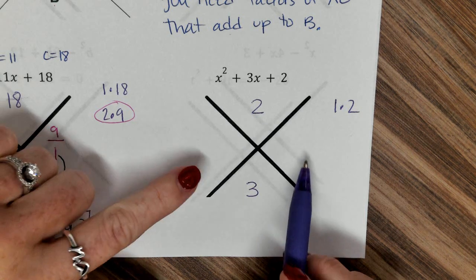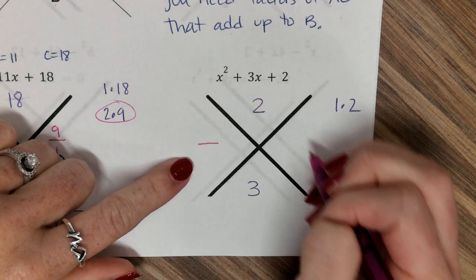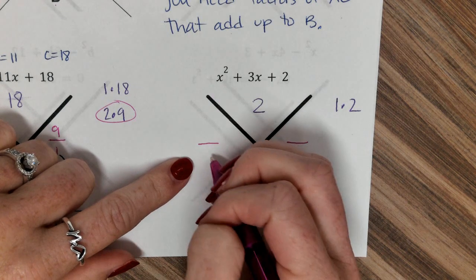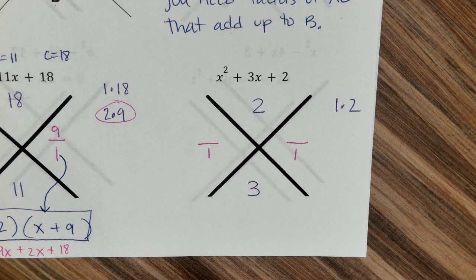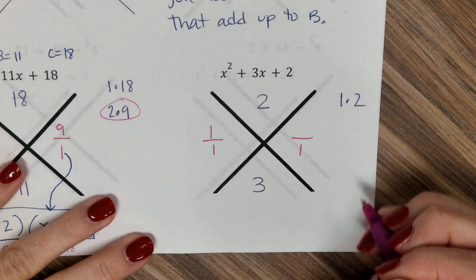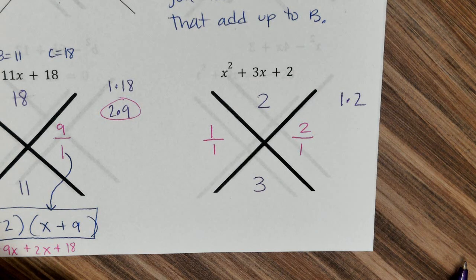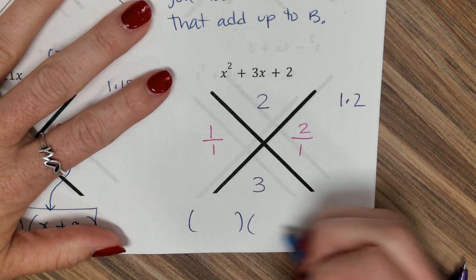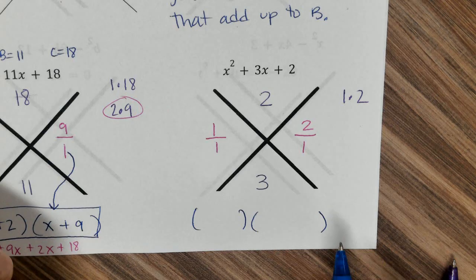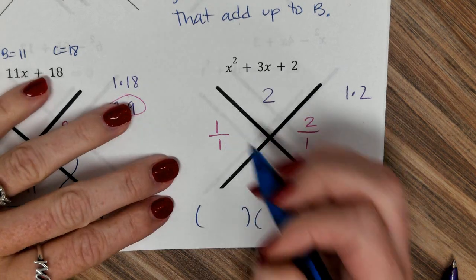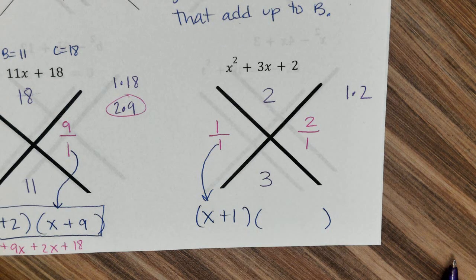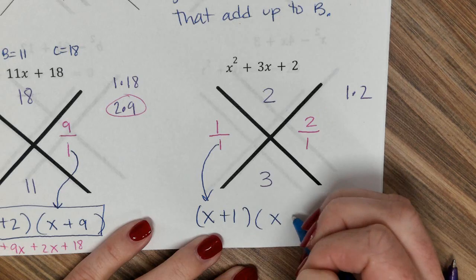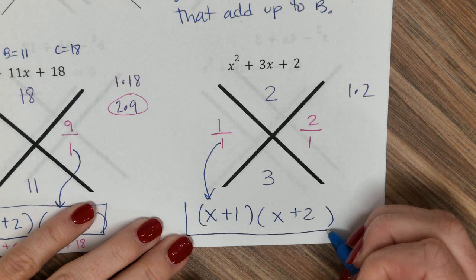Then I put them right here, and I put them over A. Well, A today is always going to be 1, but that's just today. So don't think you put them over 1 all the time. You put them over A, okay? So 1 over 1 and 2 over 1. You simplify them if they can simplify, which they can't, and then you drop them in your binomials at the bottom. Which one goes first? The bottom number. Bottoms up. So 1 times x is x, and it's positive 1, so plus 1. And same thing here. 1 times x is x, and it's positive 2.